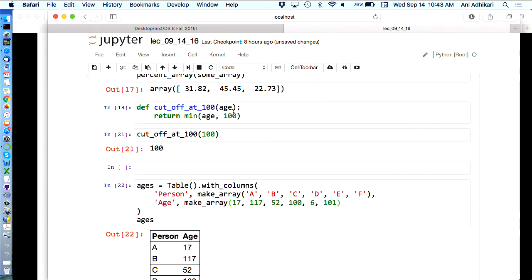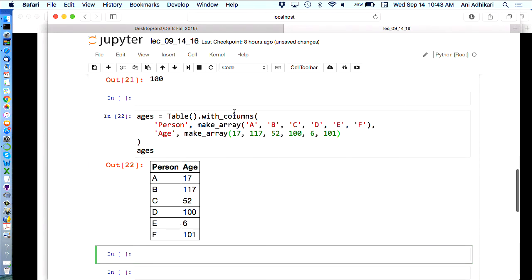It takes a number. It does not take an array. Hello? Okay. It does not take a number. So what I'd like to do is apply this function to every element of the array. And we do that by a table method called apply.